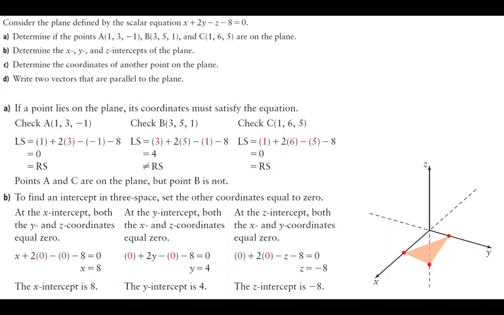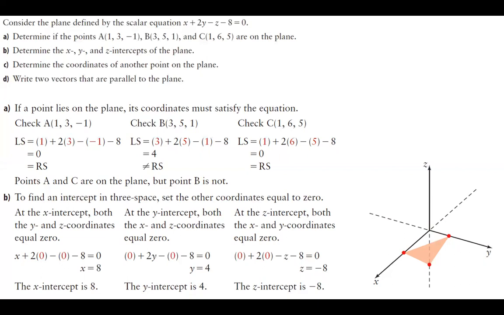And to find the y-intercept, set both the x and z coordinates equal 0. So that gives us y equals 4. So the y-intercept is 4, or (0, 4, 0). Then to find its z-intercept, we let both the x and y coordinates equal 0. And we can find z equals -8. Therefore, we know the z-intercept is -8, or (0, 0, -8), right?